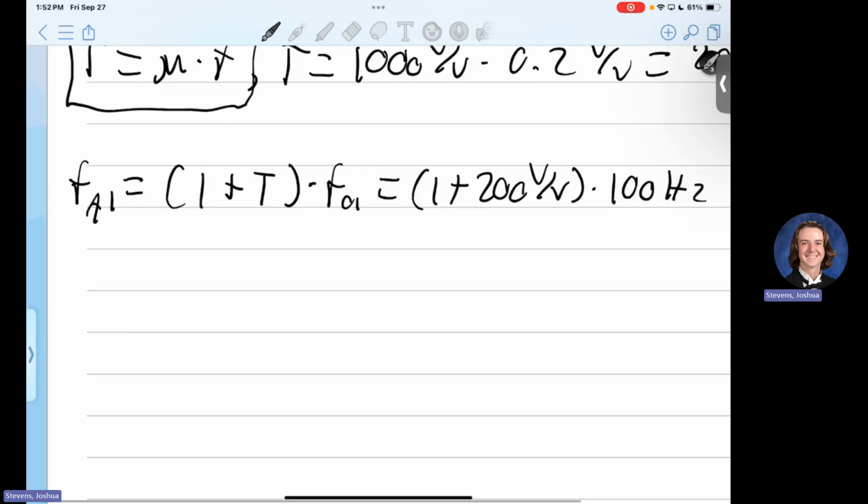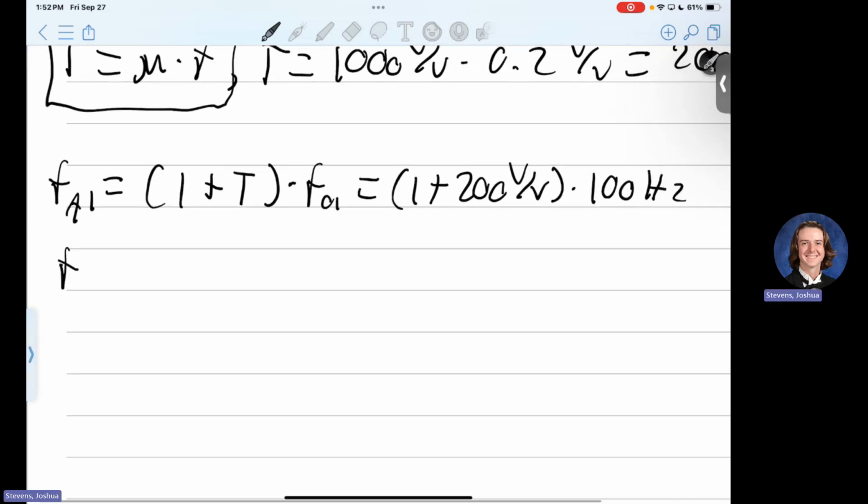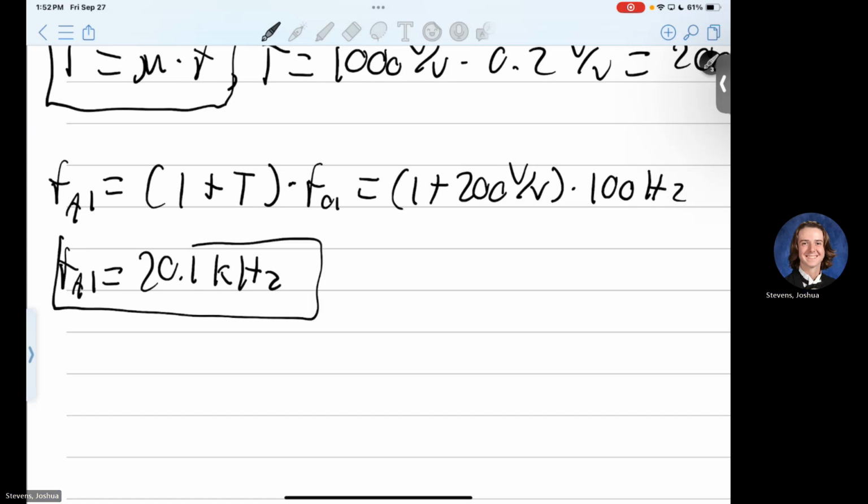So after doing the math, the bandwidth is 20.1 kilohertz. That's the answer.